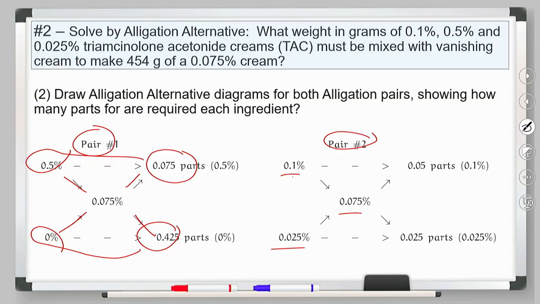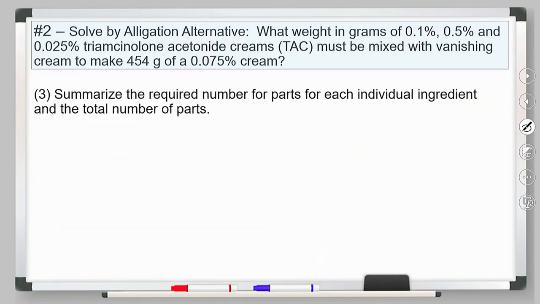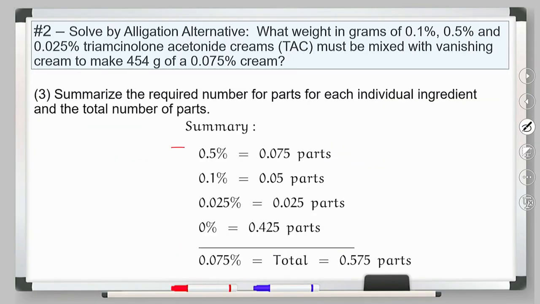But if I take 0.1 minus 0.075, I get 0.025 parts. And 0.075 minus 0.025 gives me 0.05 parts. So these are the parts for the 0.1. These are the parts with the 0.025%. And I'm done. I've got each ingredient and a number of parts for each ingredient. So the only thing I really need to summarize is the total of all parts.